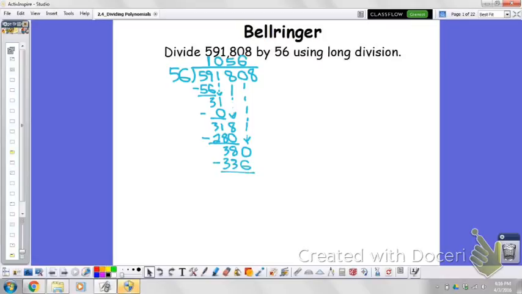Do your subtraction again, and we get 44. Bring down the 8. And now we have to look at how many times 56 goes into 448. And that is 8 times. And since 8 times 56 is 448, we're left with a remainder of 0. So 591,808 divided by 56 is 10,568.